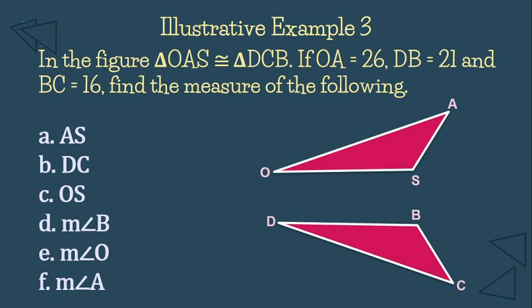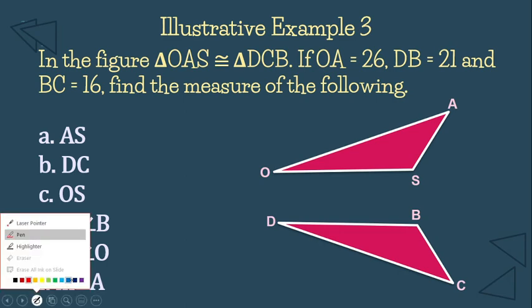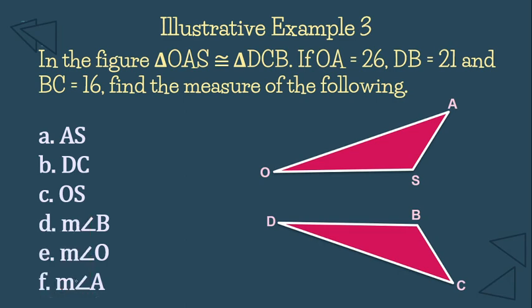Next, illustrative example number 3. In the figure, triangle OAS is congruent to triangle DCB. So, if OA equals 26, DB equals 21, and BC equals 16, find the measure of the following. So, we're now going to find the measure. I'm going to use pen.